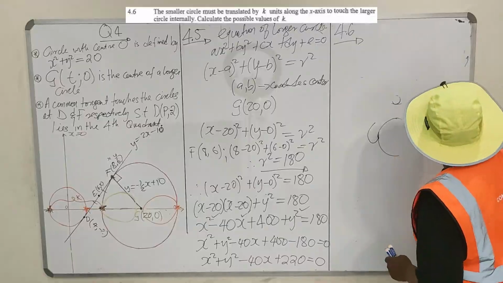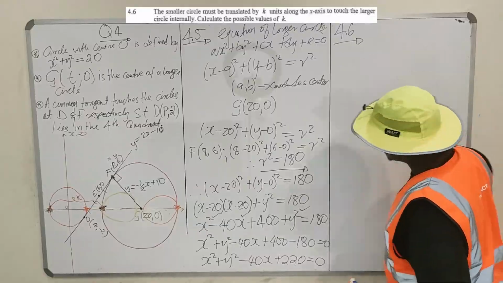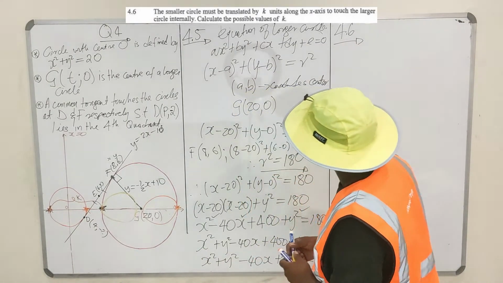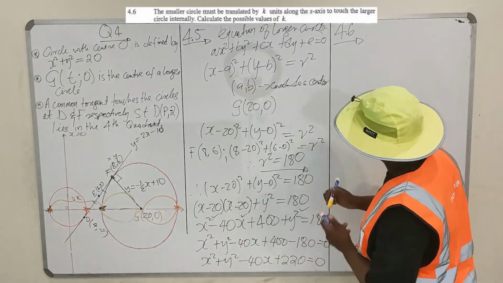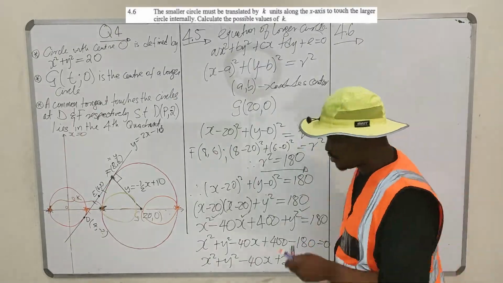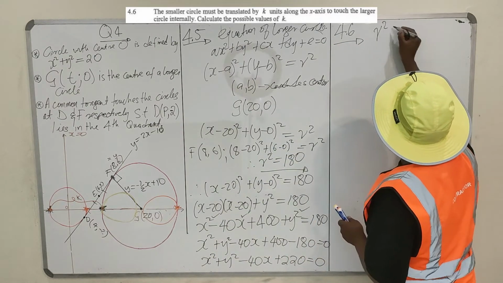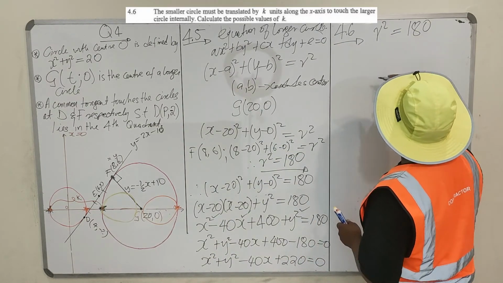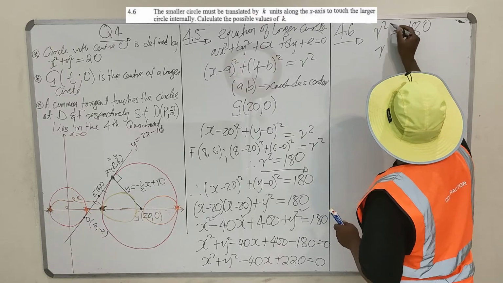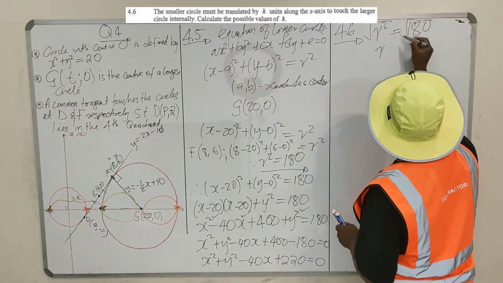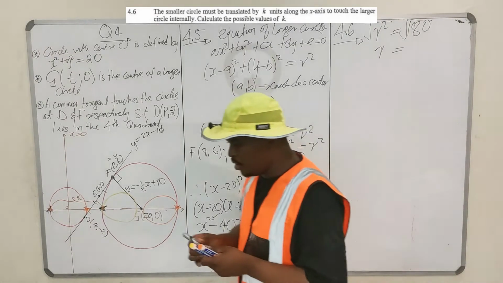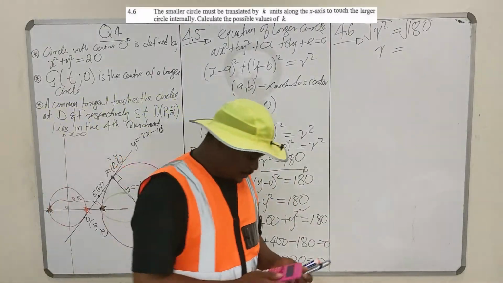We know that the square of the radius, r squared, is equal to 180, right? Which means your r is equal to the square root of 180. What is the square root of 180?